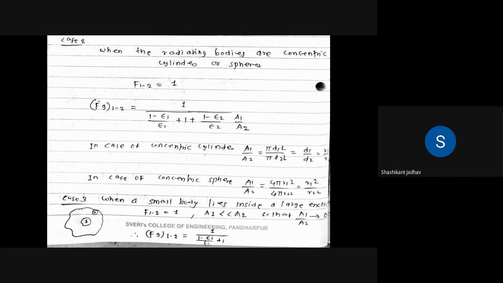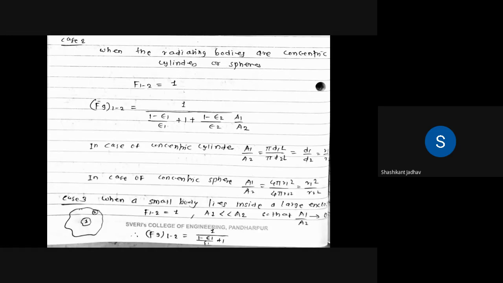And what is that equation? Gray body factor F g12 is equal to 1 divided by (1 minus epsilon 1 divided by epsilon 1, plus 1). Okay, so what is the gray body factor for this case number 3, when a small body lies inside a large enclosure? For that case, Fg12 is equal to 1 divided by (1 minus epsilon 1 divided by epsilon 1, plus 1). So this is the case number 3.